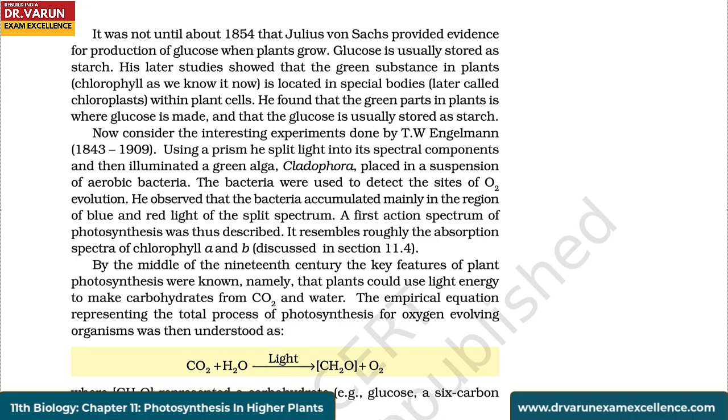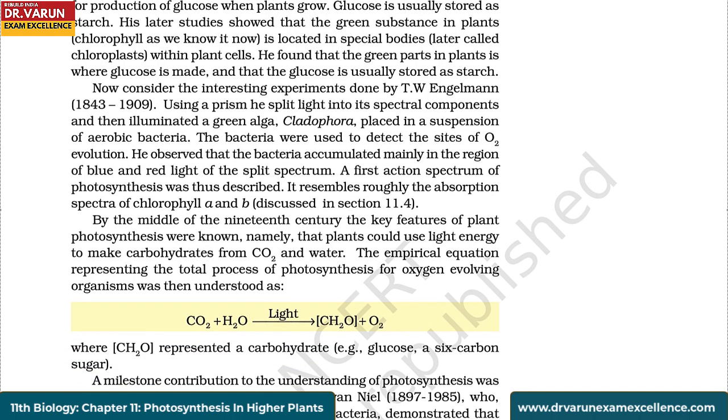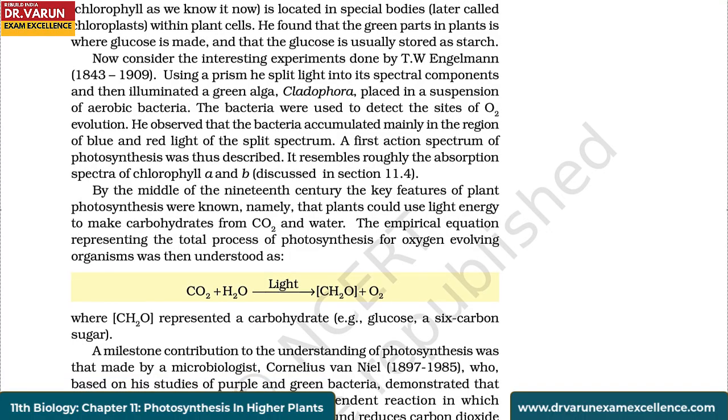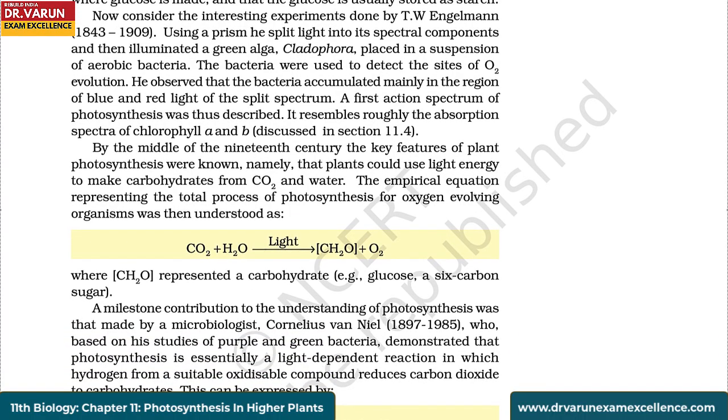The bacteria were used to detect the sites of oxygen evolution. He observed that the bacteria accumulated mainly in the region of blue and red light of the split spectrum. A first action spectrum of photosynthesis was thus described. It resembles roughly the absorption spectra of chlorophyll a and b.